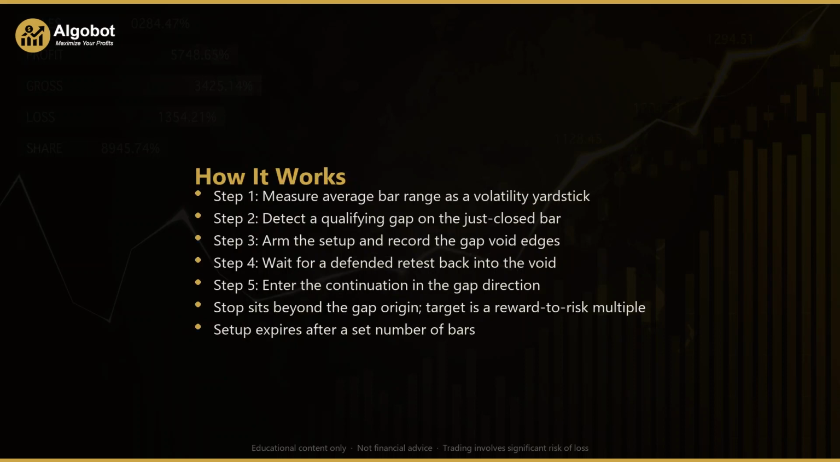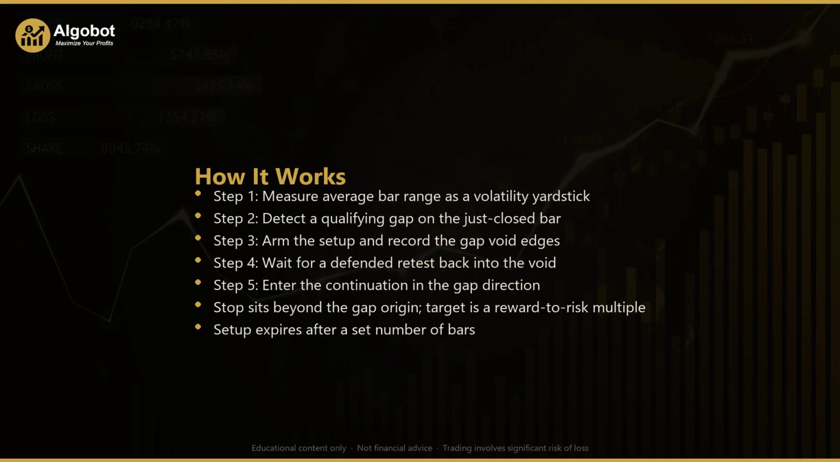The expert advisor acts only once per completed bar, so it is not reacting to every tick. First, it builds its volatility yardstick by averaging the high-to-low range of recent bars over the look-back window. This average range becomes the ruler used to judge whether a gap is meaningful. Next, it examines the two most recent bars. It calculates the gap as the just-closed bar's open minus the prior bar's close.